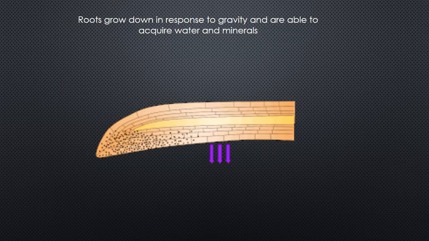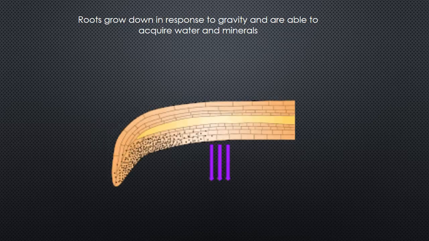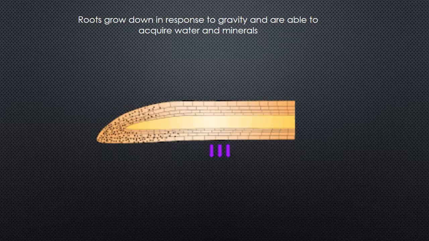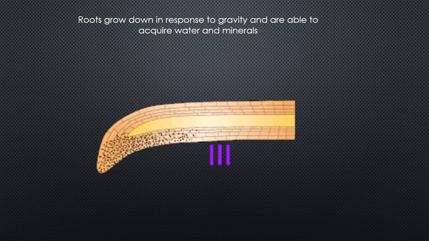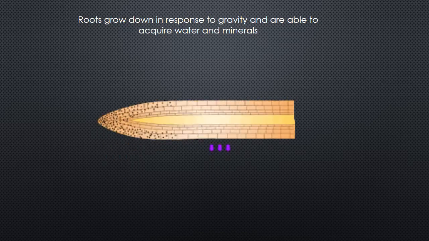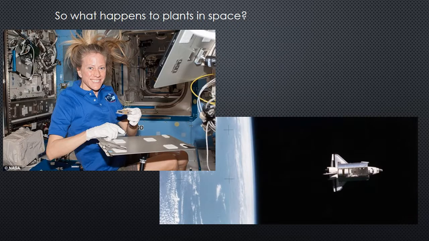So roots grow down in response to gravity, and of course that allows them to acquire water and minerals much more efficiently. So what happens if we place plants in space? Because in space we don't have gravity.